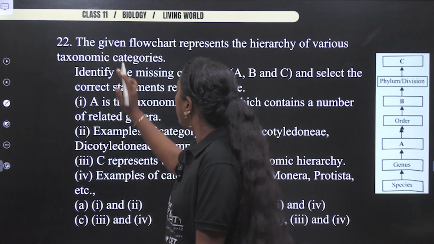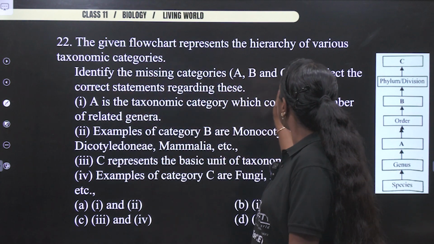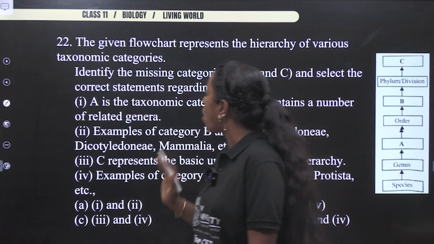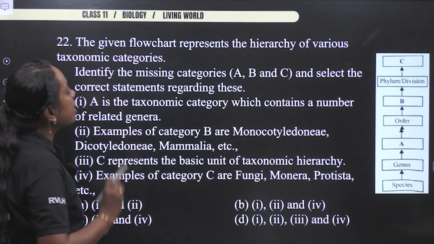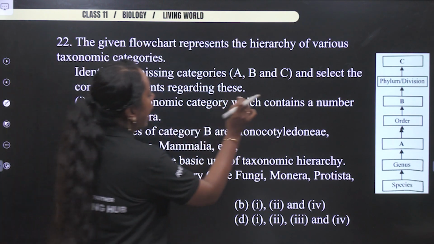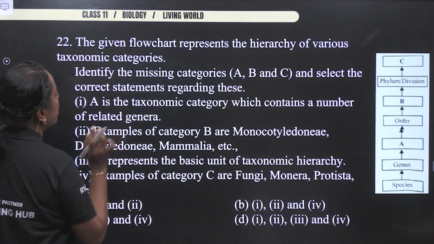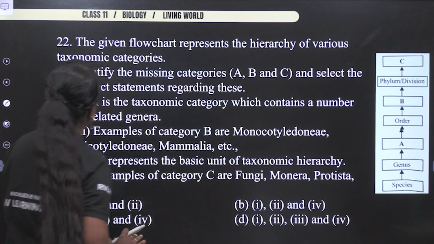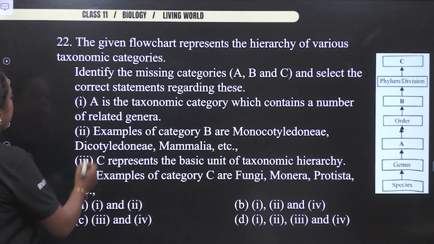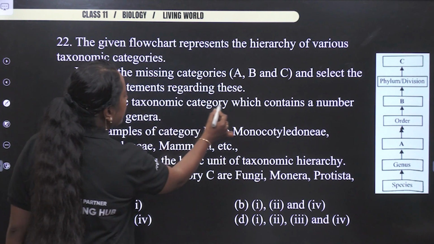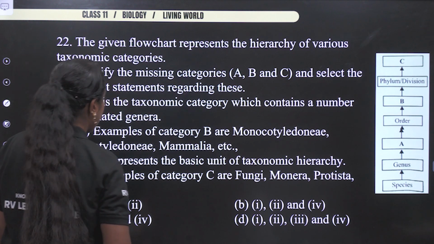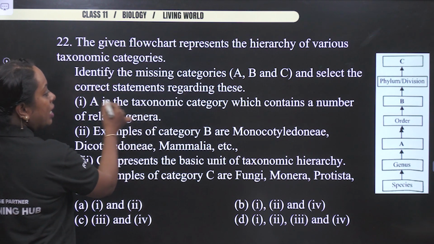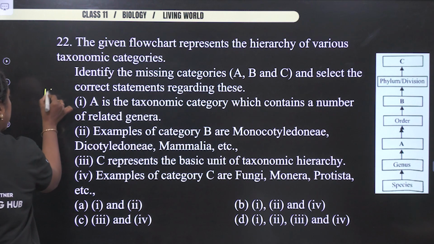Now next. The given flowchart represents the hierarchy of various taxonomic categories. Now let's see. Identify the missing categories A, B and C and select the correct statement related to this. Okay, so quite a big question. A is the taxonomic category which contains a number of related genera. So, a number of related genera. So, let us write.